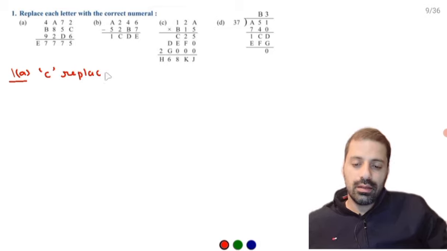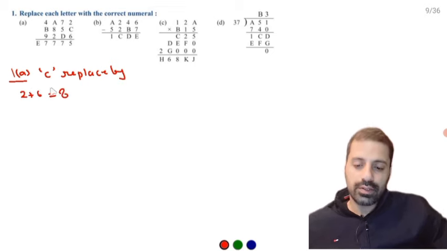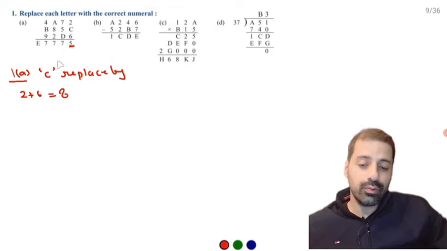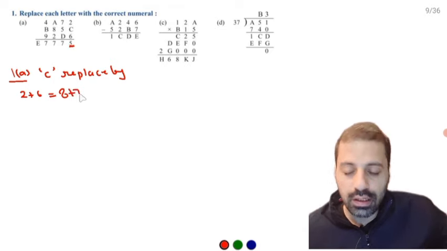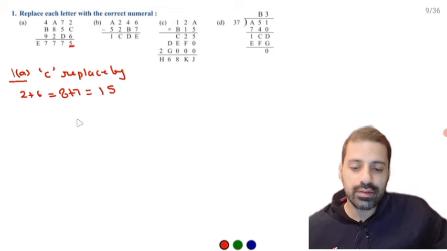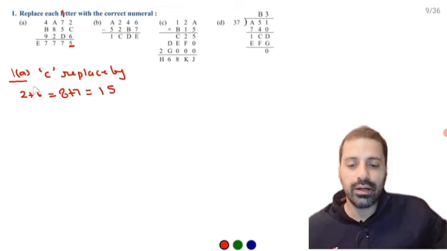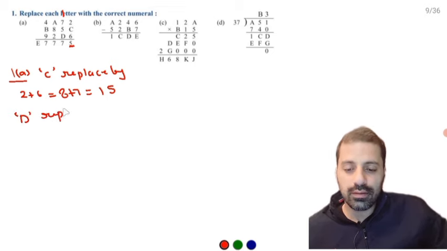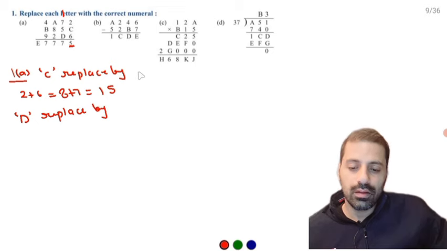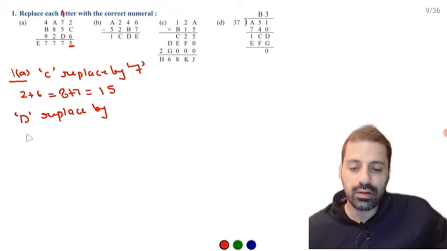So first we have to write C replaced by. So the sum of 2 and 6 is 8. What should I have to add in 8? So the unit place digit comes here 5. So I have to add 7, that will be 15. Am I right? And 1 is carry forward then. Now we have to replace D. So C replaced by here 7.